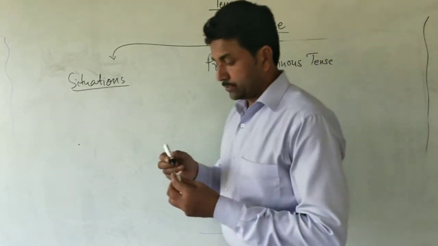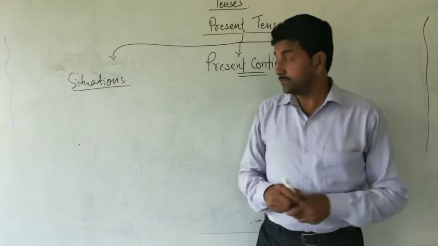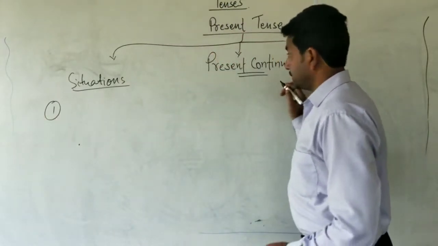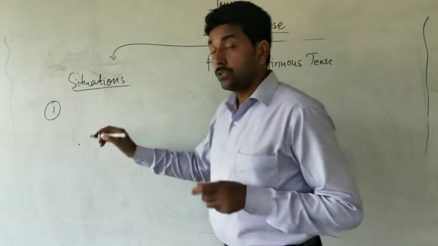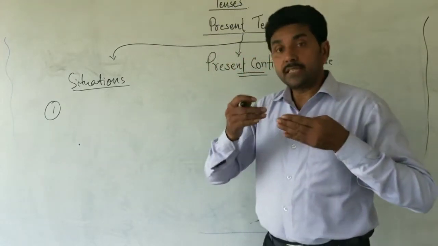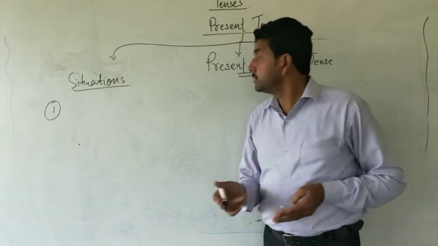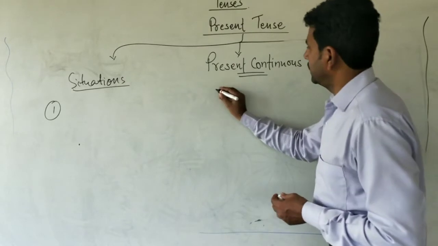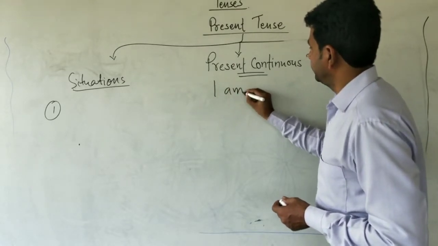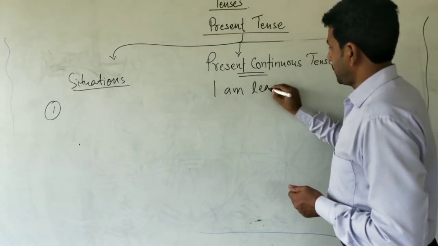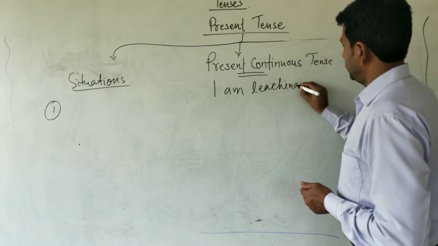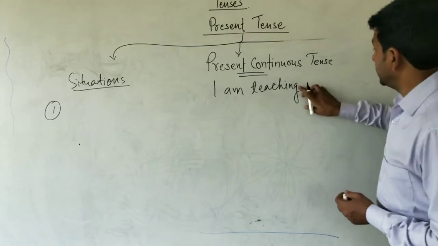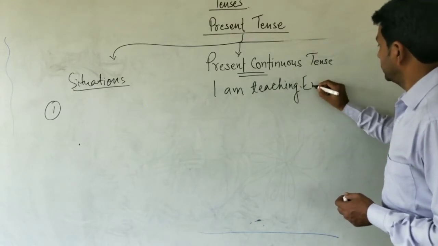So in situation, for example, at the time of speaking, present continuous tense is used for the moment of speaking. For example, I am teaching. I am teaching. I am teaching English.